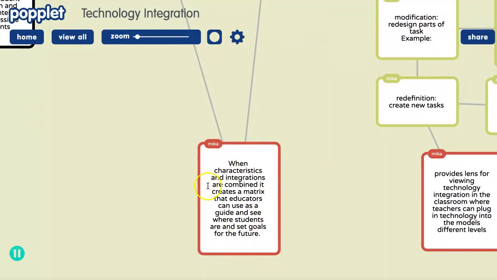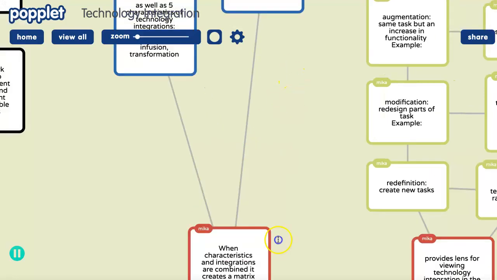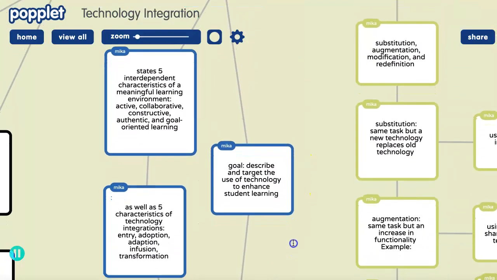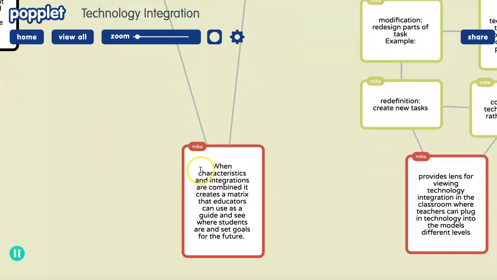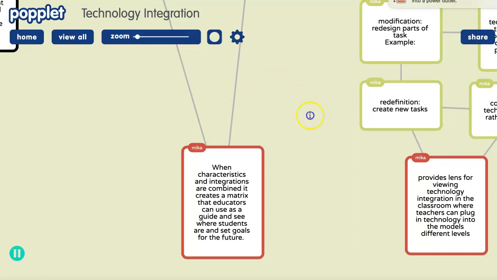Like I said down here, when the characteristics and integrations are combined, it creates a matrix that educators can use as a guide to see where students are and set goals for their future. And then the goal of this was to describe and target the use of technology to enhance student learning. I really liked this one because I liked the matrix part of it and how I could easily read where and what described each level with the characteristic or integration, I should say.